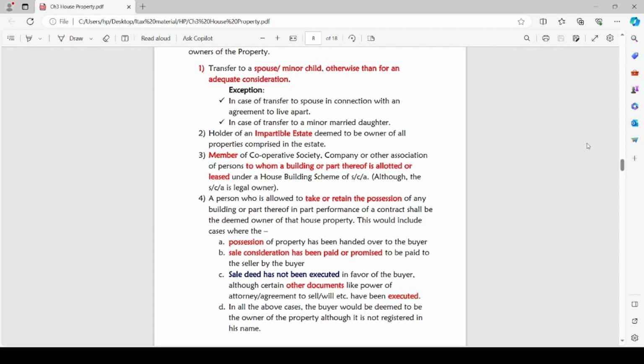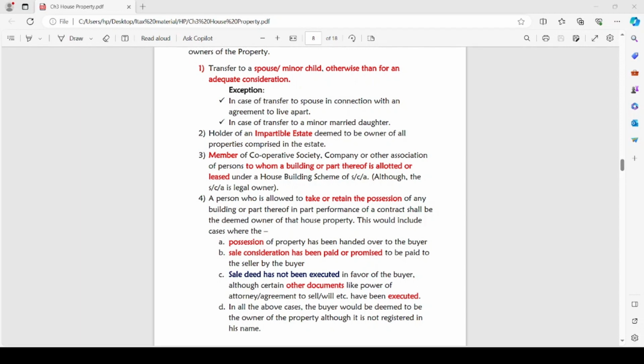Second case, holder of an impartible estate, deemed to be the owner of all properties comprised in the estate. What is an impartible estate? Generally, an impartible estate means any property which is not subject to partition among the members. It cannot be divided, but is held by one single member, usually the eldest one. So he will hold the property as the owner. Such owner of an impartible estate will be deemed to be the owner of all the properties comprised in the estate.